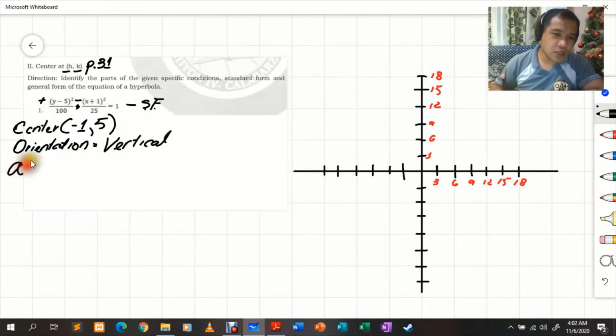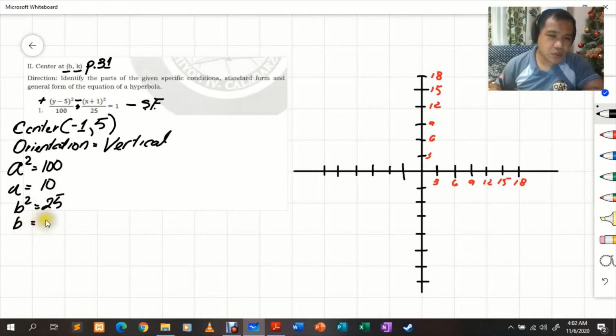So proceed tayo. a squared is equals to 100. Therefore, a is equals to 10. b squared is equals to 25. So, b is equals to 5. Since may value na tayo ni a squared at saka b squared, we can now try to identify the value of c. So, c squared is equals to a squared plus b squared. Ang a squared natin is 100 plus 25.